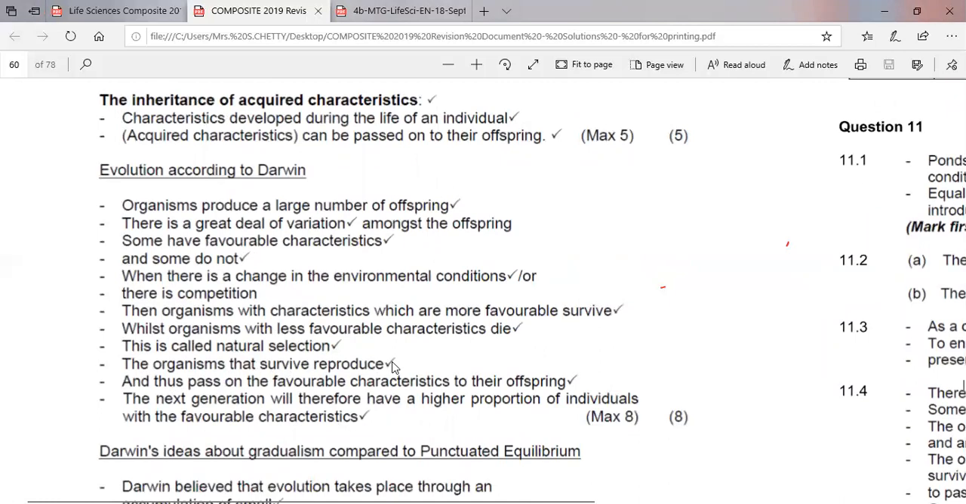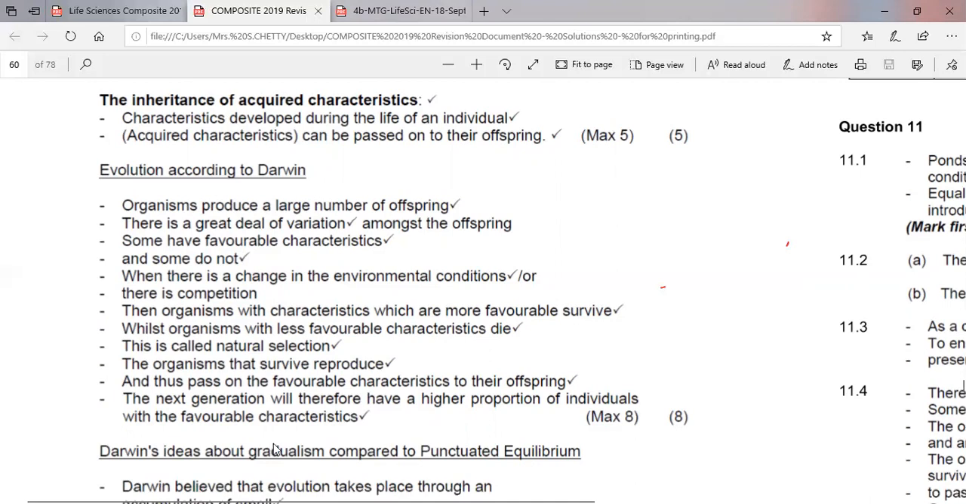Organisms that survive reproduce and pass the favorable characteristic or the favorable allele to their offspring. The next generation will have a higher proportion of individuals with the favorable characteristic. And as you have subsequent generations, you would find that more and more of them, in fact all of them, would have the favorable characteristic. Okay. Now, Darwin's idea is called gradualism, isn't that so?